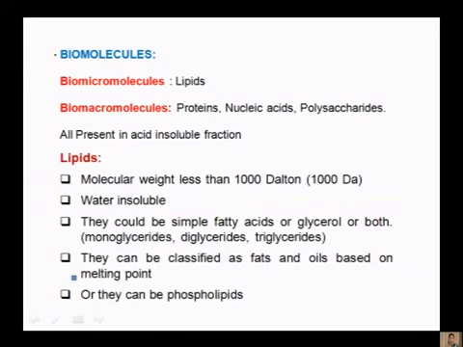Details of lipids. Lipids have a molecular weight of less than 1000 Dalton. They are water insoluble, therefore we call them hydrophobic. They could be simple fatty acids, glycerol or both, so they can be classified further into monoglycerides, diglycerides and triglycerides. They can be classified as fats and oils based on melting point, and the last classification is the group called phospholipids, where the lipids are associated with a phosphorus group.